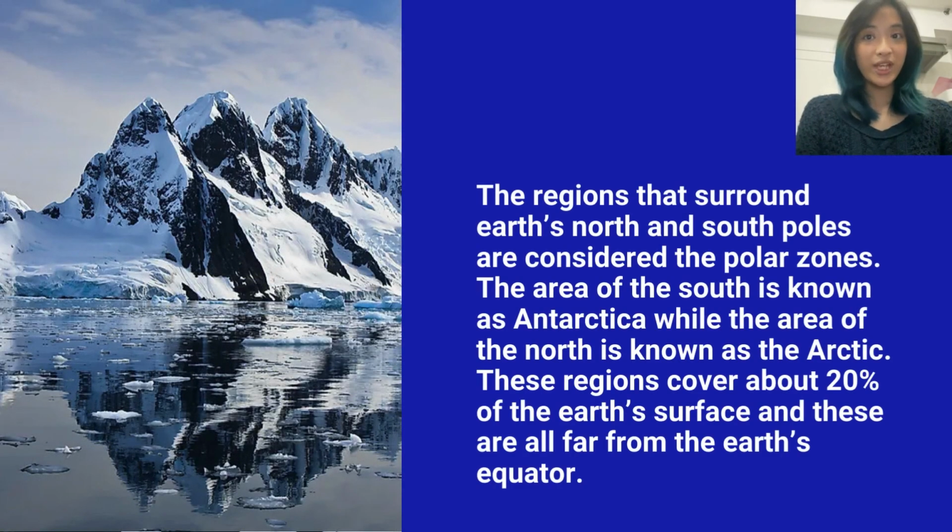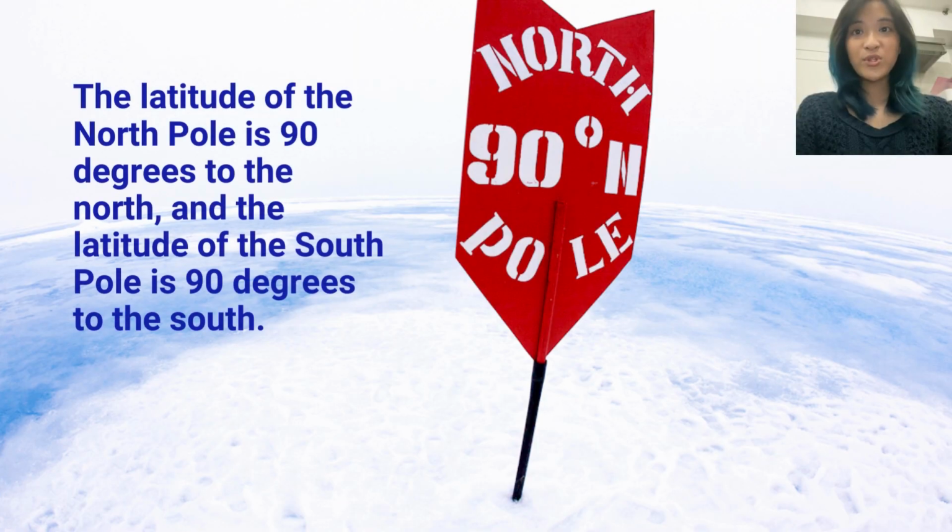In terms of location, the regions that surround Earth's north and south poles are considered the polar zones. The area of the south is known as Antarctica, while the area of the north is known as the Arctic. These regions cover about 20% of the Earth's surface, and these are all far from the Earth's equator. The latitude of the North Pole is 90 degrees to the north, and the latitude of the South Pole is 90 degrees to the south.